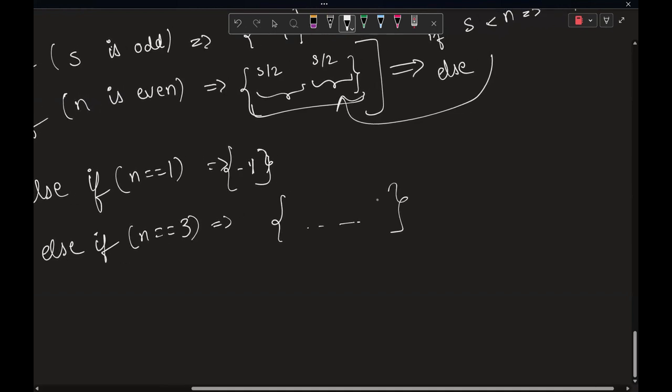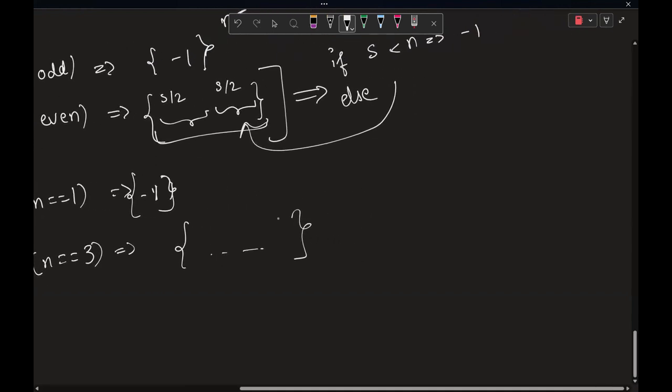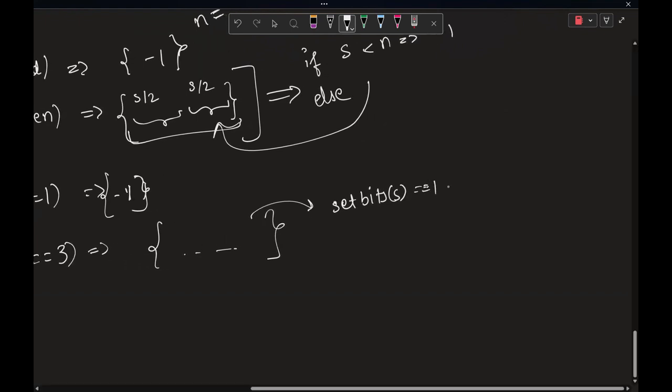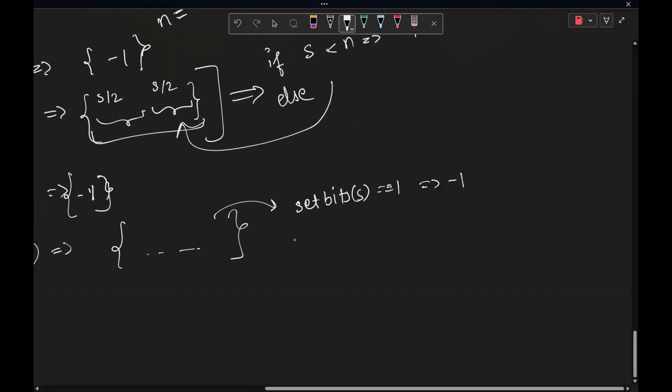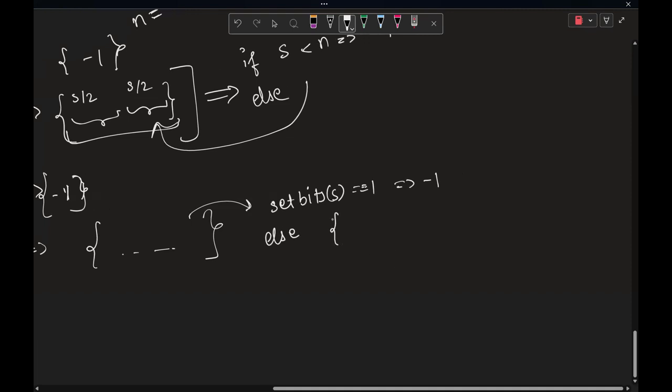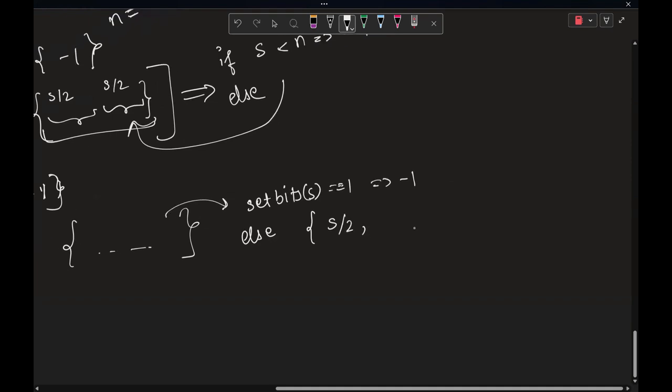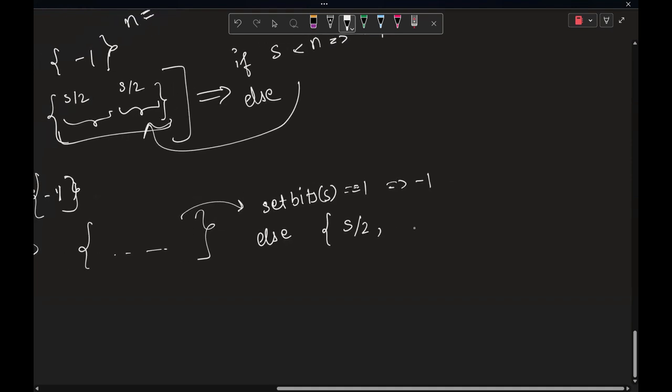If the number of set bits in S is equal to 1, then the answer was coming up to be -1. Else, one of the numbers is equal to S by 2, and the other two numbers are chosen in such a way that their OR is equal to S by 2 and their XOR should also be equal to S by 2. Both these things should happen.